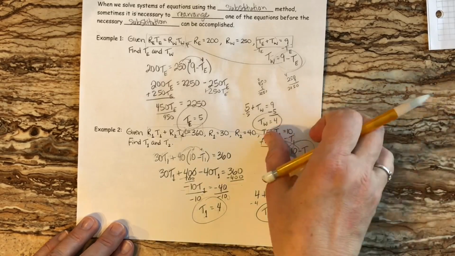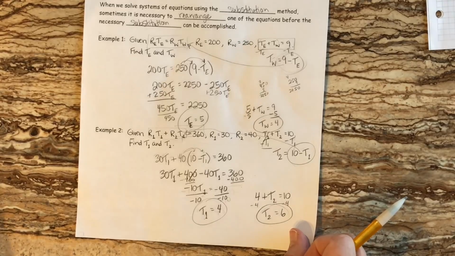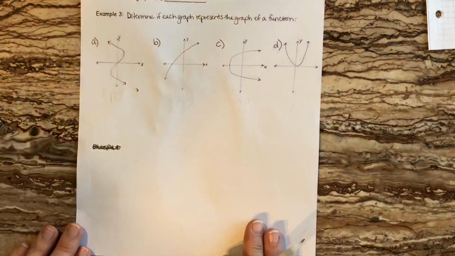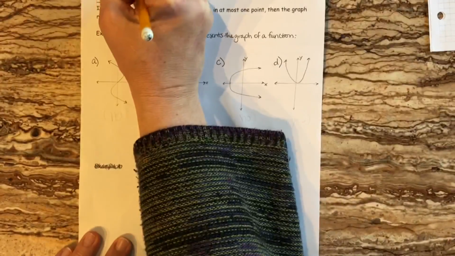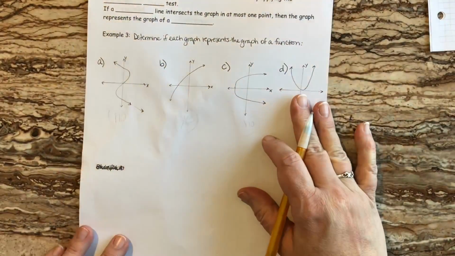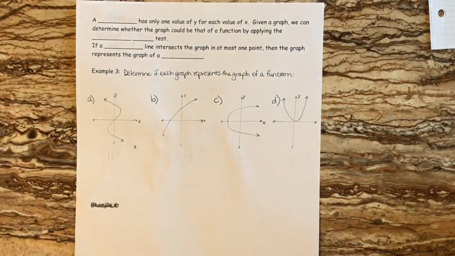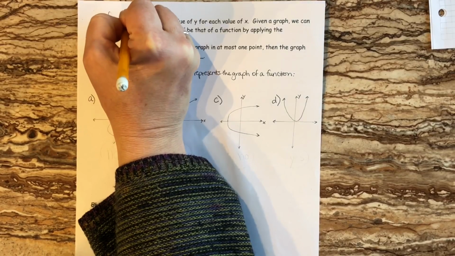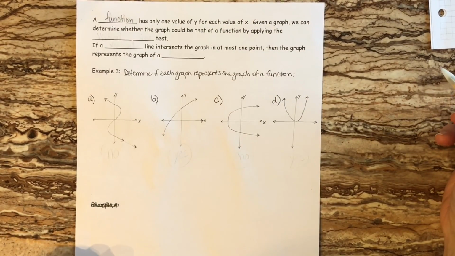Alrighty, now the second part of this lesson has to do with the function line test. And like I told you, it's a really easy test to see if something's a function. So a function has only one value of y for each value of x. So we're going to put in things into them. So a function has only one value of y for every x. That's what makes it a function.